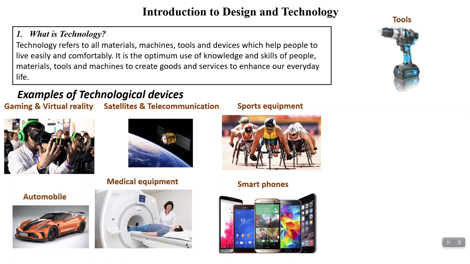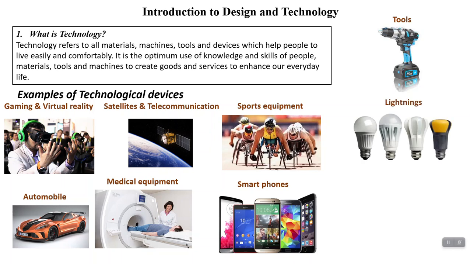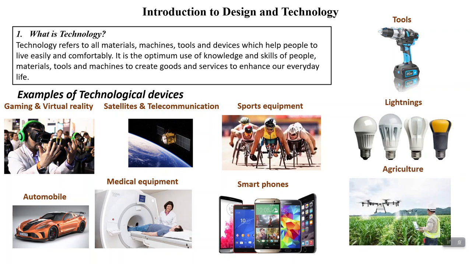The tools nowadays are no more hand tools. Most of the tools we use are powered tools which use technology. The lighting systems, as for example, the LED system, which we use for economic purposes. In the agricultural field, for example, the technology we use nowadays is very sophisticated. Here in the picture, we can see a drone spraying pesticides over a field. So it can be used also for monitoring the plant growth. So these are some examples where the technology can be used in our everyday life.